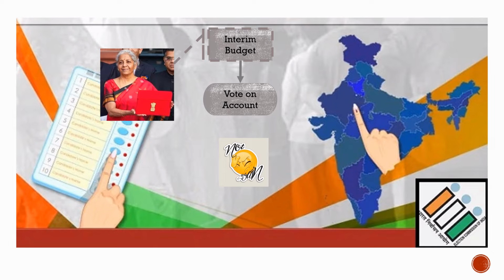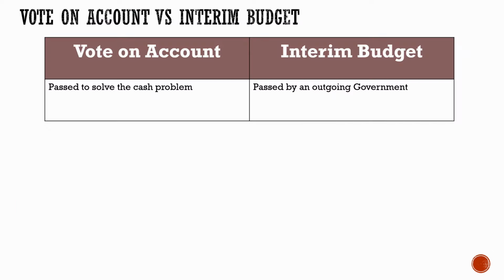Wait, what? We just said it is a vote on account budget and now we are saying interim budget. Oh, still not clear, right? Let us see difference one by one. Vote on account passed to solve the cash problem, while interim budget passed by an outgoing government.